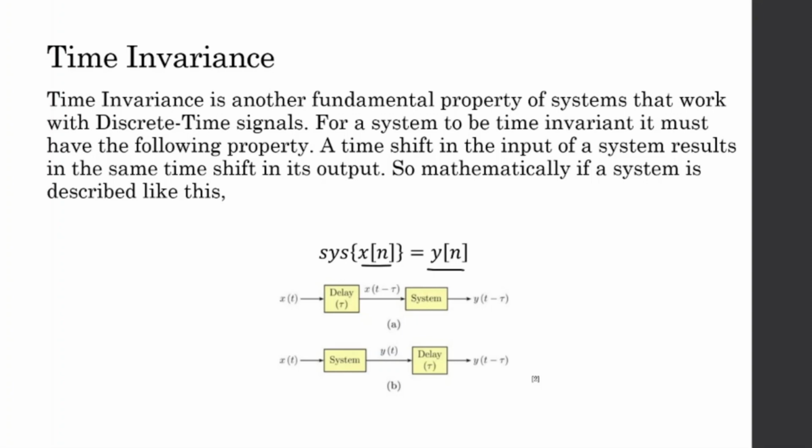So if the system were to be time invariant, introducing a delay in the input of the system should result in the same delay in the output of the system, as we can see here in these two diagrams, where we are putting in the input after adding a delay, and then we can see that we are adding a delay after we get the output from the system, and they both result in the same output y(t minus tau), where tau is the constant that we are shifting the signal by.